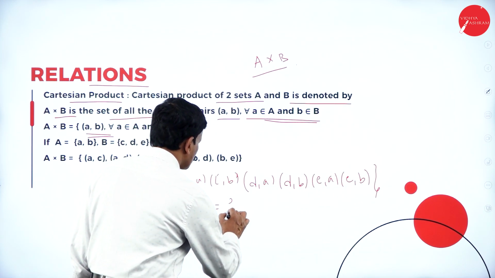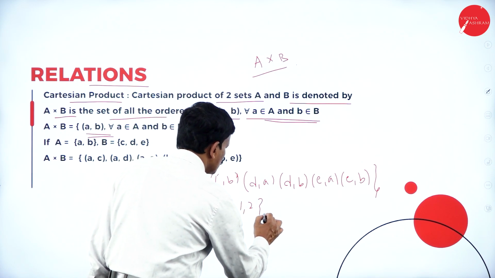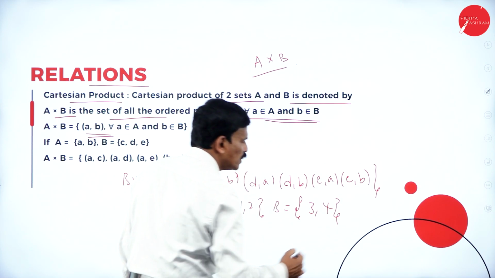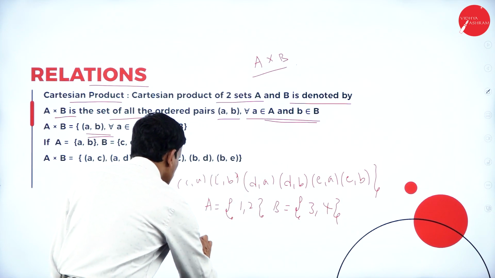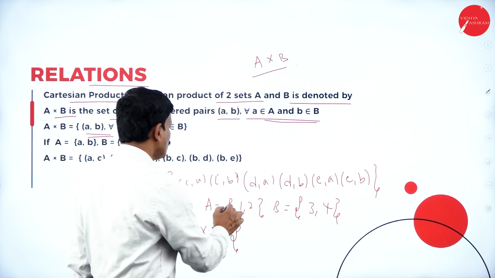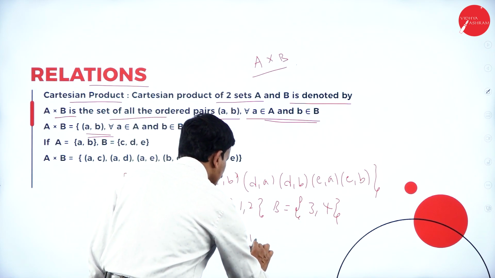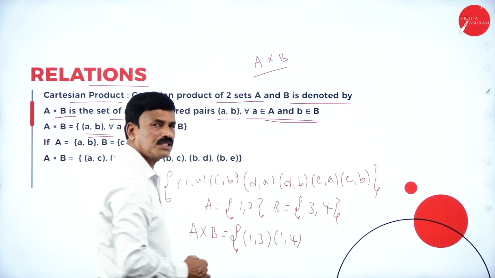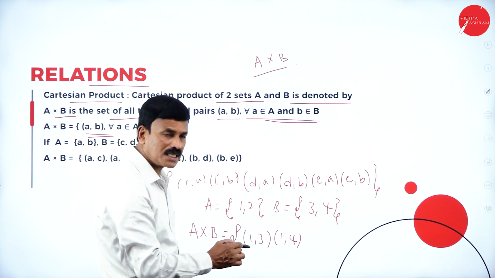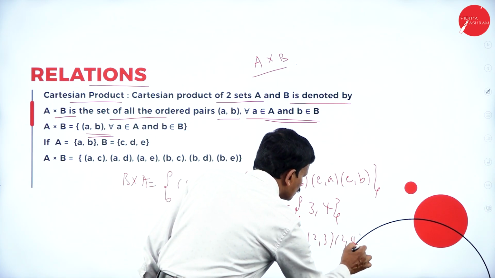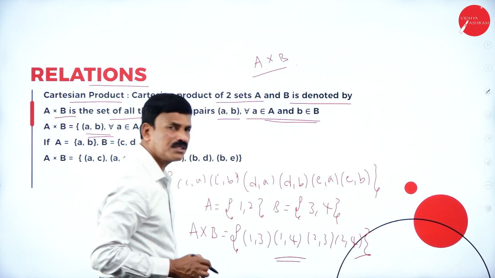If A is equal to {1, 2} and B is equal to {3, 4}, then the Cartesian product of these two sets, A cross B, is given by A into B. A into B is nothing but, take the first element 1 comma 3 and 1 comma 4. Similarly, take the second element 2 comma 3 and 2 comma 4. This is the Cartesian product A cross B.